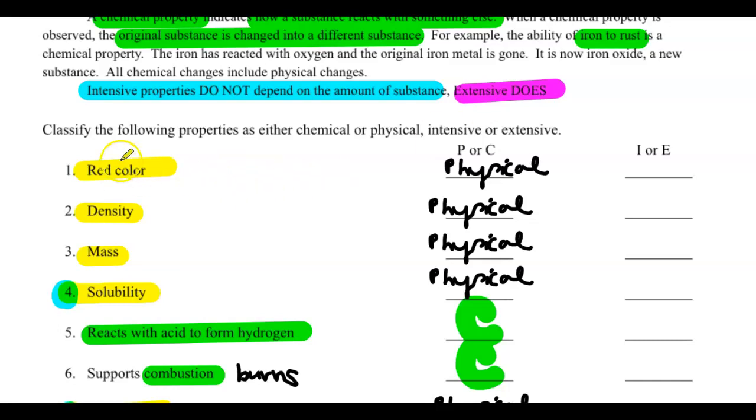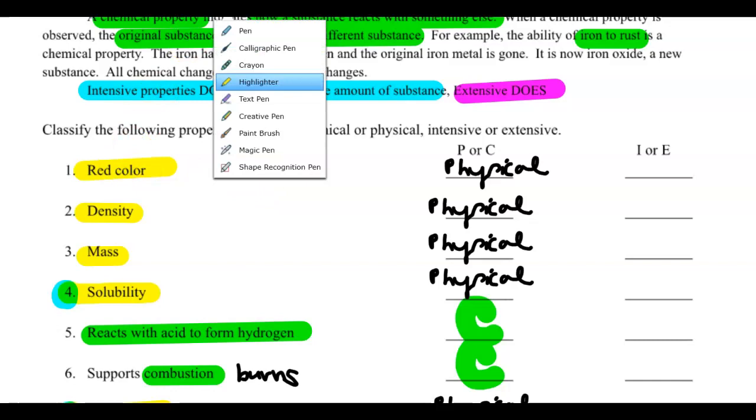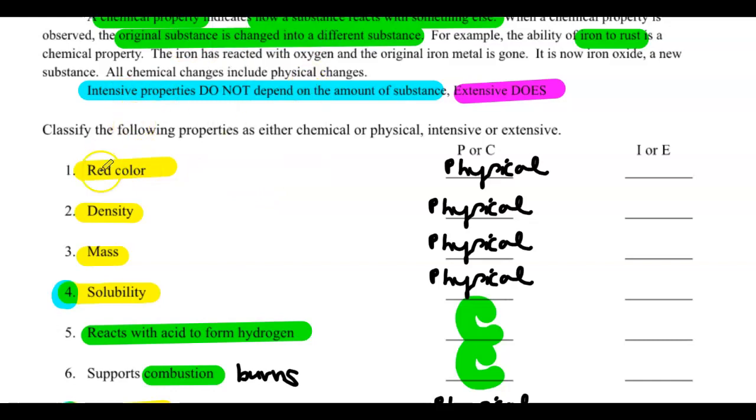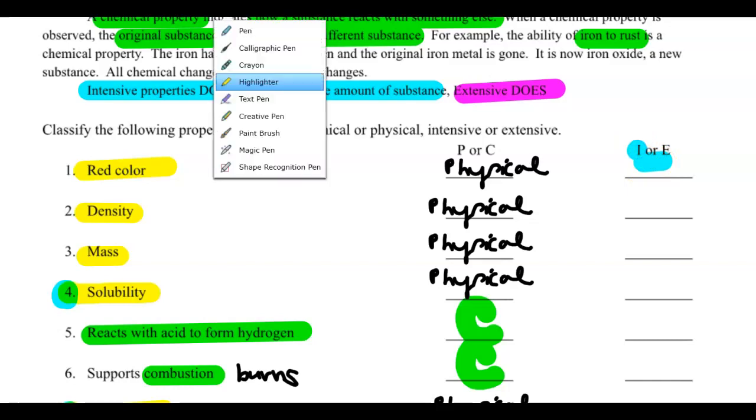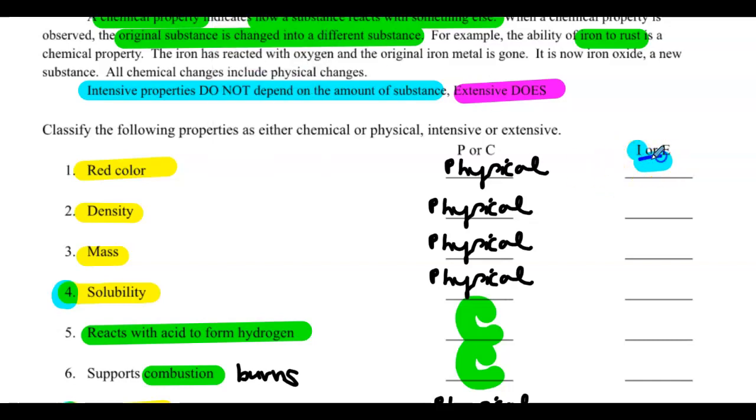So let's look at these. Let's go blue for intensive. If you look at the red color, if something is red, does it matter how big it is? No, it's still going to be intensive. I'll use blue pen for this. So I'll just say I for intensive.